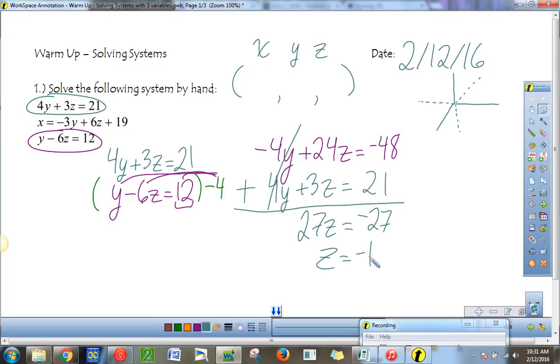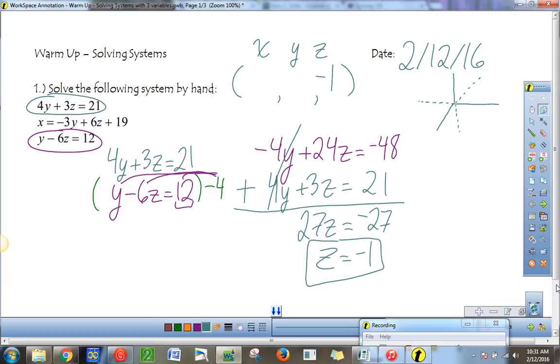Now, can your answers have decimals in them? Yes, they can. But whenever you get a decimal as an answer, you always want to go back and check your work just in case. It's kind of one of those like, did I forget a negative somewhere? Right? So we already know now z is -1.